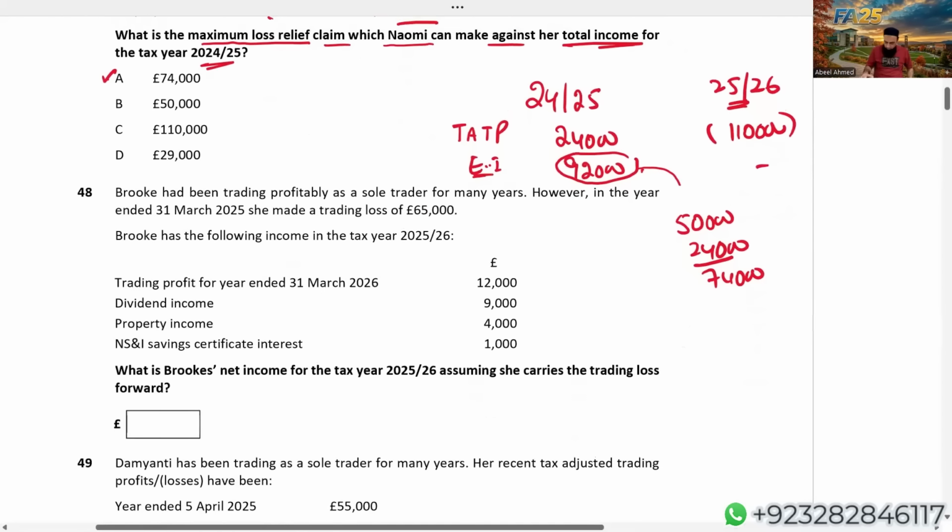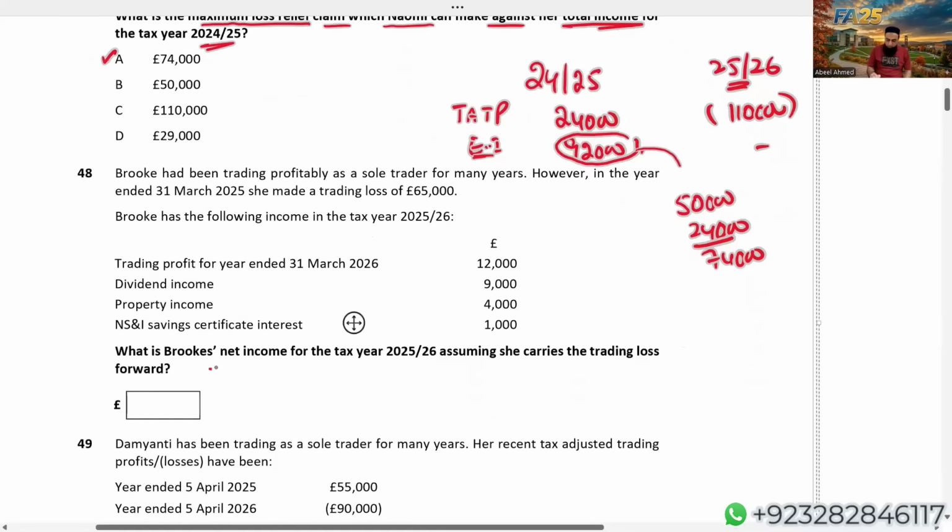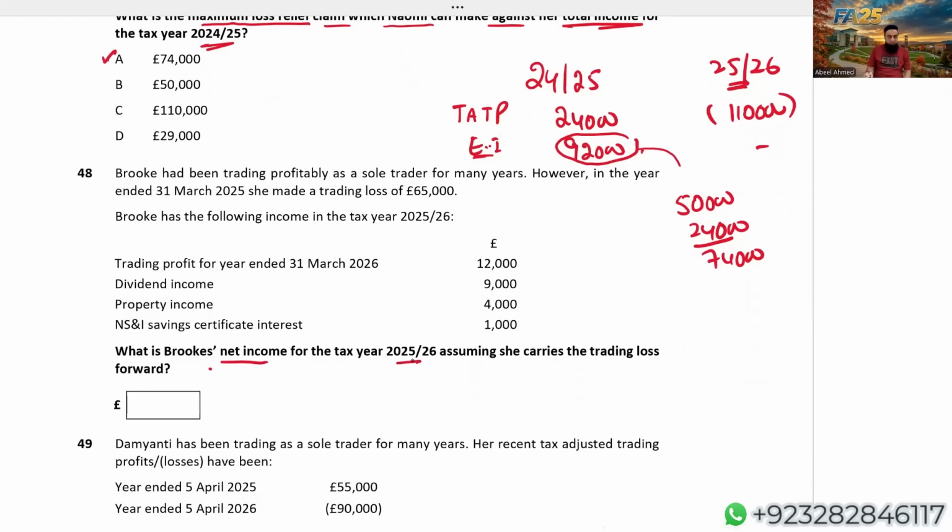Okay, now let's go to the next question. What is Brooks' net income for the tax year 25-26, assuming she carries trading loss forward? Stop. She carries trading loss forward. First of all, student, whenever you carry forward the loss, carry forward losses are always deducted against the future trading profit from the same trade.